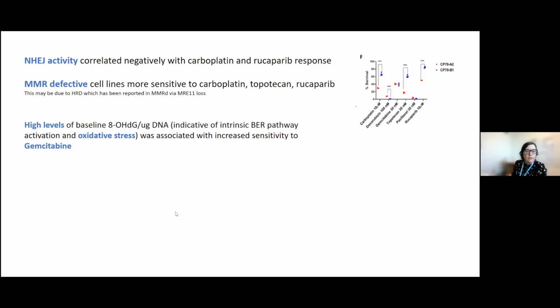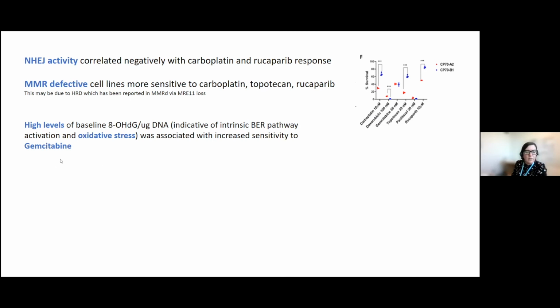Other functional assessments of the pathways showed that non-homologous end-joining activity correlated negatively with carboplatin and rucaparib response. And we also saw that the MMR defective cell lines were more sensitive over the other chemotherapies to carboplatin, rucaparib, and topotecan. Now, this is interesting because we might expect these cells to be platinum resistant and PARP resistant, but we do know there's an association with MMR deficiency with MRE11 loss, which could obviously result in HR deficiency.